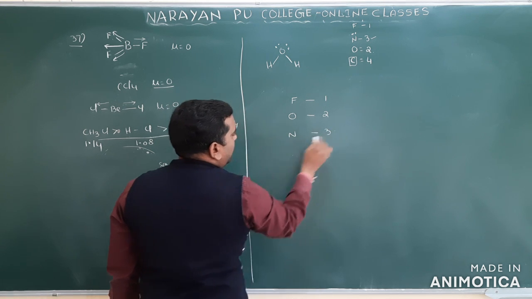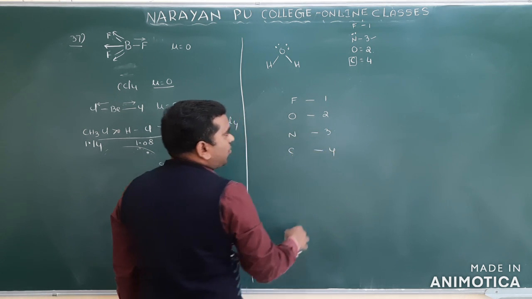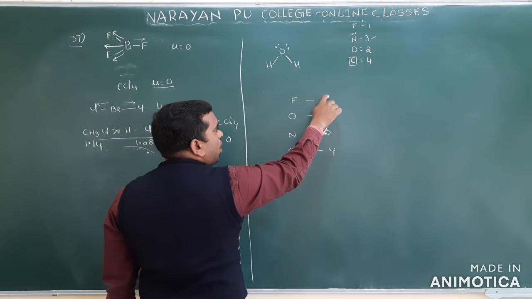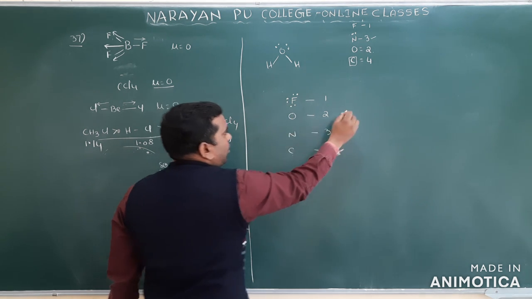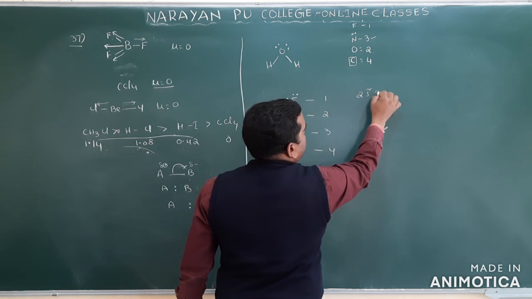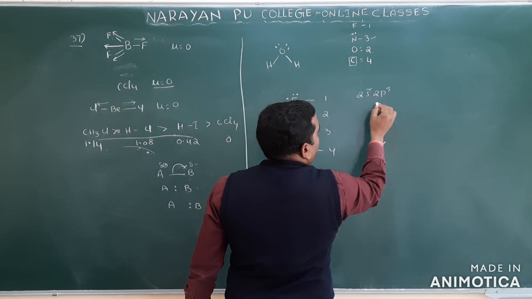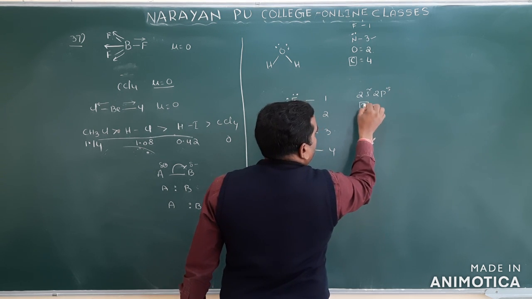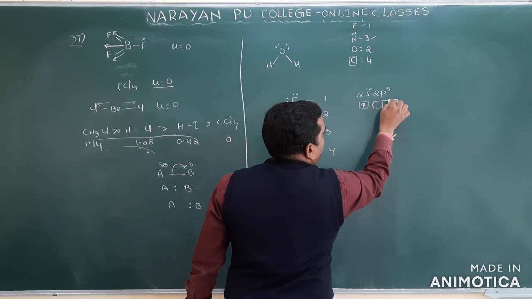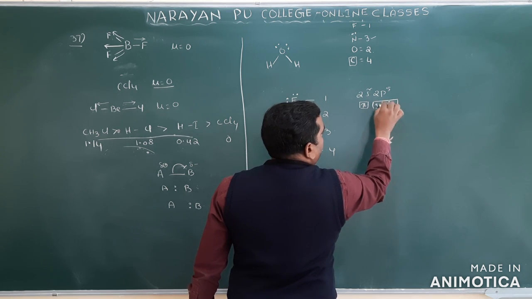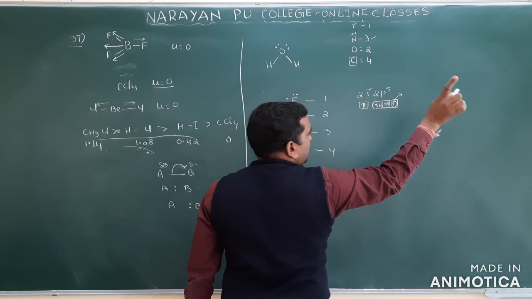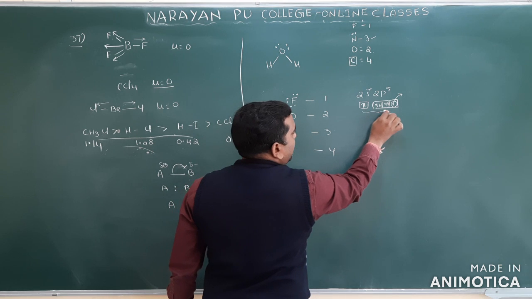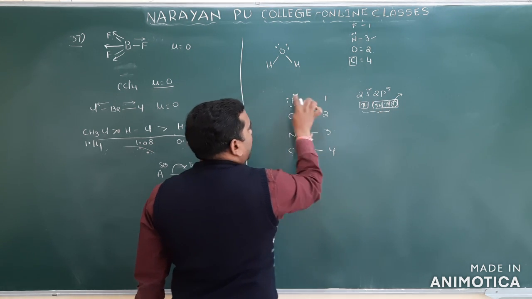Nitrogen will form 3 bonds. Carbon will form 4 bonds. When fluorine forms 1 bond, it will have 3 lone pairs of electrons, because fluorine has 2p5. So 2p5 means here 2 electrons, and here how many electrons? 1, 2, 3, 4, 5. This is the unpaired electron involved in the bond formation. 1 bond forms, and the remaining 3 are lone pairs of electrons.